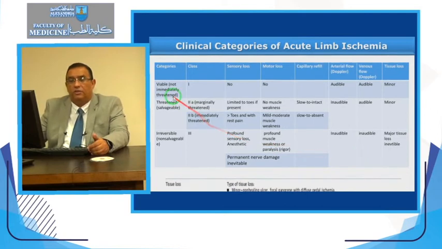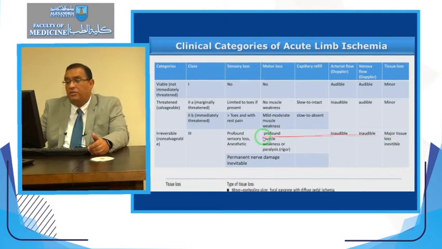It is divided into 3 categories: the viable one, the threatened one, and the irreversible one. We start with the third one, which is irreversible. This is class 3. Here there is complete sensory loss, complete motor loss, no capillary filling. By Doppler examination, portable Doppler, there is no audible arterial or venous flow, with major tissue loss. Major tissue loss means above the transmetatarsal level, and the foot is not functional at all.